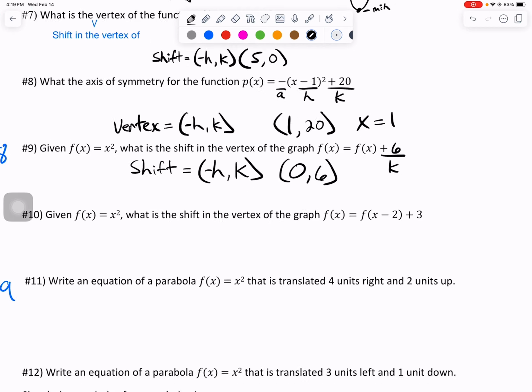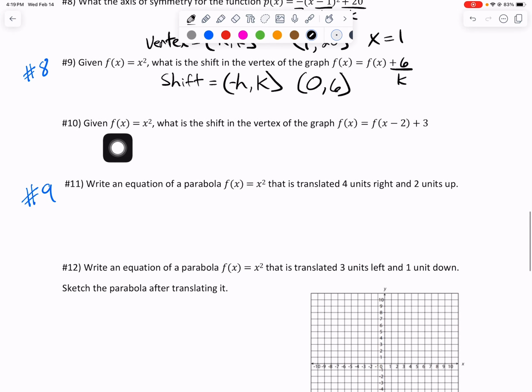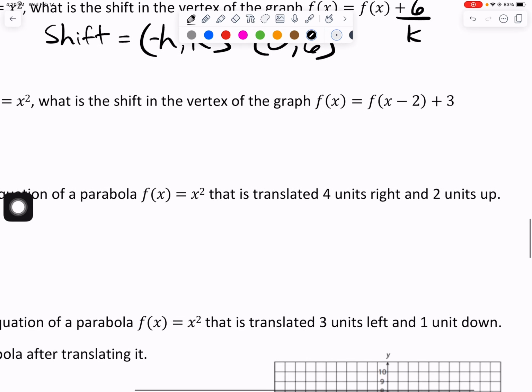0 and 6. All right, so number 10: given f of x equals x squared, what is the shift in the vertex of the graph f of x equals, open those up, x minus 2 plus 3? Again, we're given this shift here. We need to write the vertex. So when we're given that shift and we need to write the vertex, yes, it's the same type of stuff.